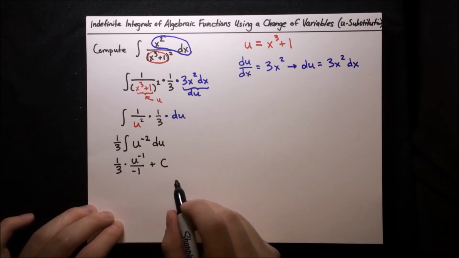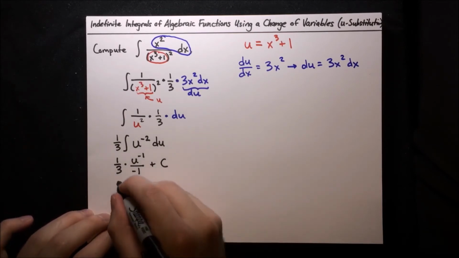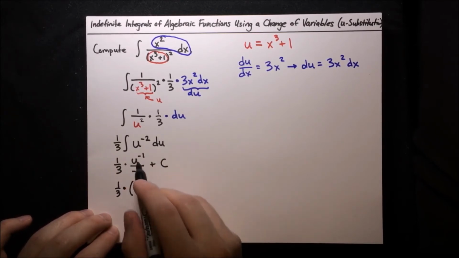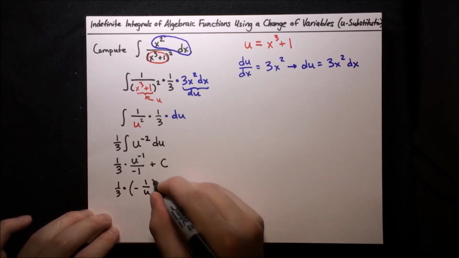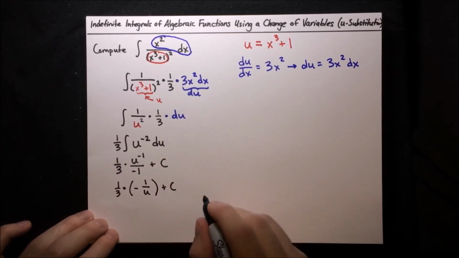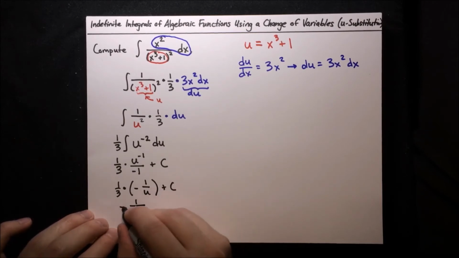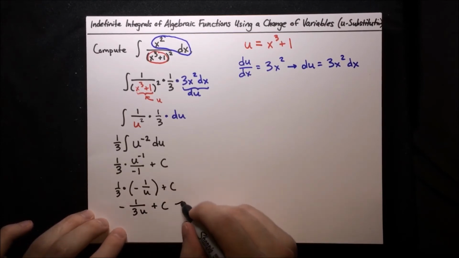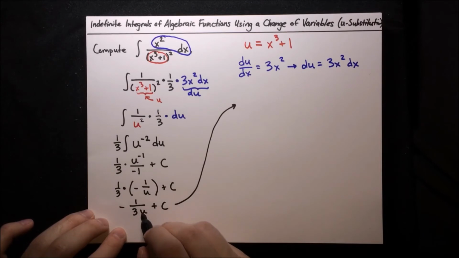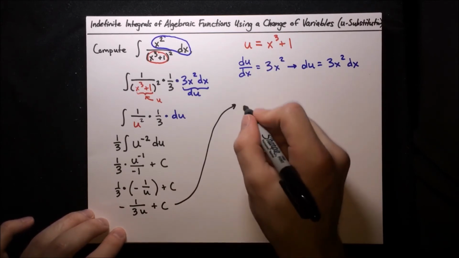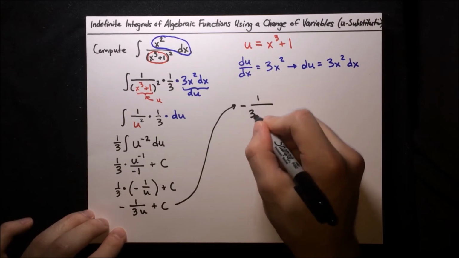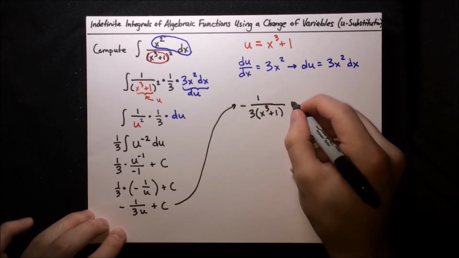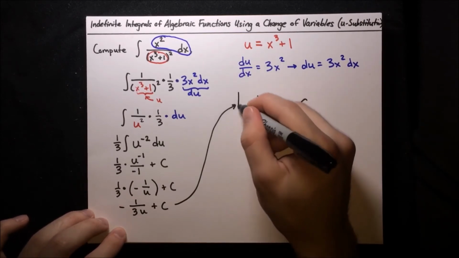Let's just go ahead and simplify that. So this becomes 1/3 times, over -1 just means a negative, so negative, and then u to the -1 is just 1 over u, and then plus our constant. That just becomes negative 1 over 3u plus our constant, and let's go ahead and substitute back in for u to get our answer in terms of x. That's just -1 over 3 times u, which is x cubed plus 1, and then plus our constant. And then we're done. That's the integral.